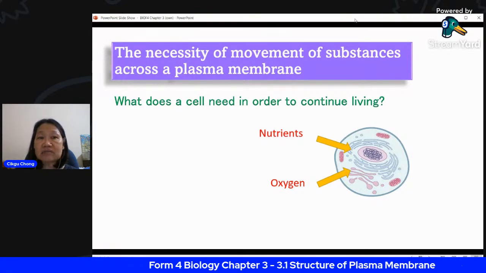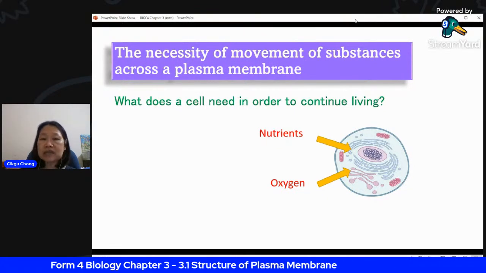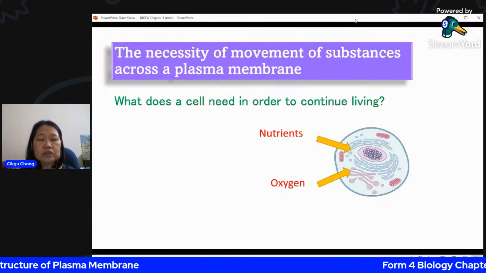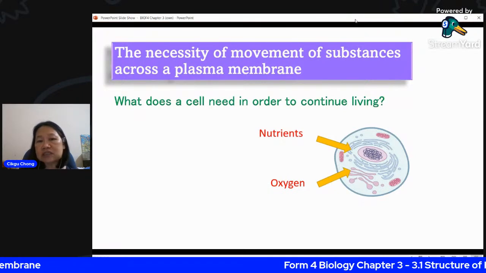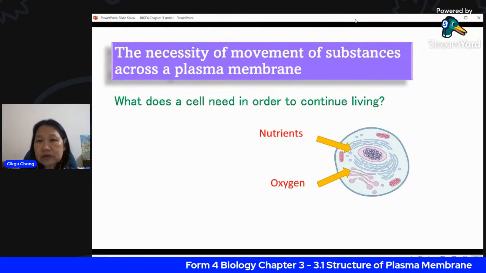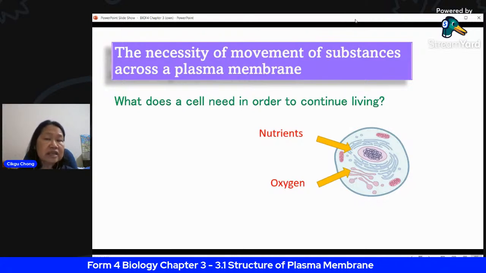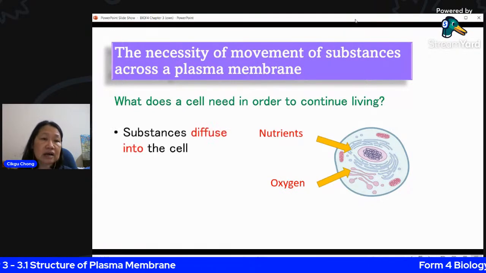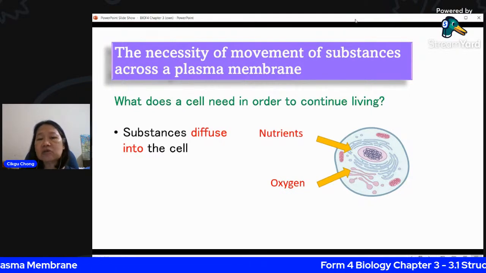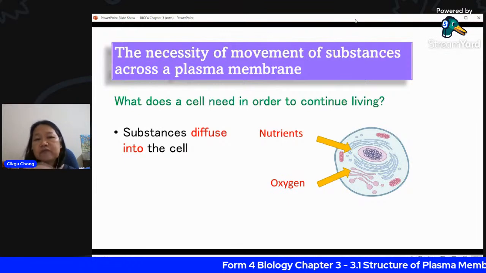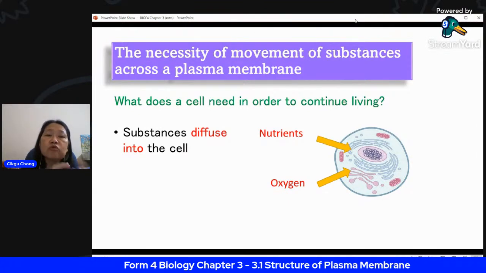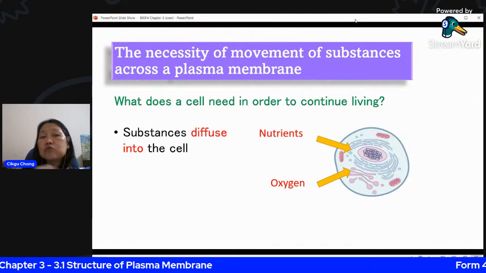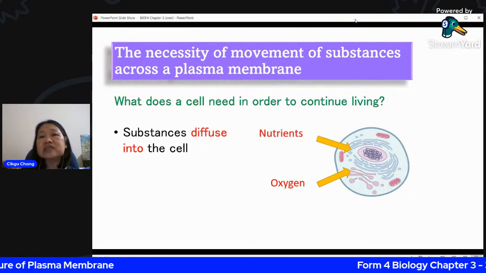These are the things that the cell needs in order to survive. At the same time, cellular respiration also produces some waste products. When the glucose is oxidized with oxygen, it produces things that the cell does not need. These are called waste products, like carbon dioxide. Nutrients and oxygen need to diffuse. Diffuse is just a fancy word for the movement of molecules. So diffuse into means moving into the cell.